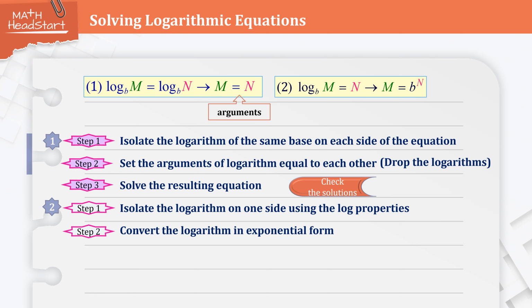If we have the natural log, we use base e. For log, we use base 10. Step 3. Then solve for x to get the solution. Again, please check the solutions since the argument of the logarithm must be positive.